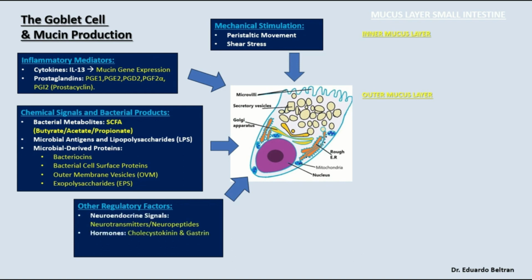Hormones such as cholecystokinin and gastrin can also stimulate the production of mucin on behalf of the goblet cells, and also vitamins and minerals such as vitamin A, vitamin D, C, zinc. Zinc is a very important cofactor for the production of mucin. Selenium, iron, and also magnesium. So we have specific vitamins and minerals that are very important for the production of mucin.